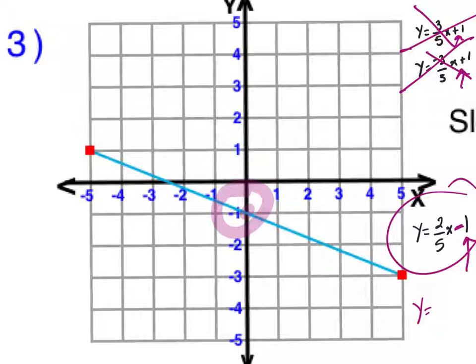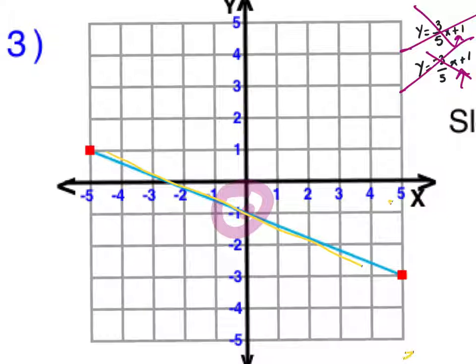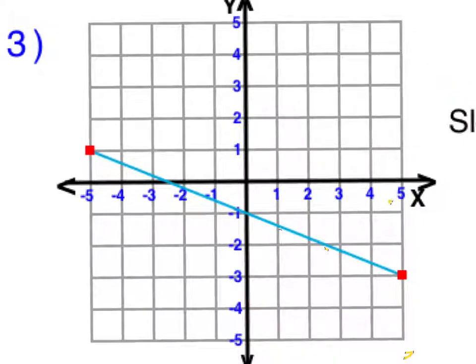Now, if you had to choose between this one and this one, which one would you choose? Well, they both have -1, but now you can look at your slope. So look, this is a negative slope. Is that a negative slope? Nope. So obviously that must be your answer. But that's just from looking at the slope and the y-intercept. So you've got to be really good at finding your slope and your intercept.